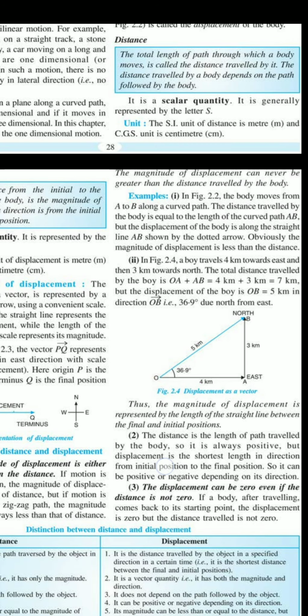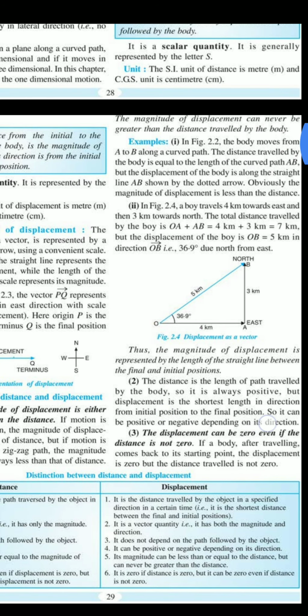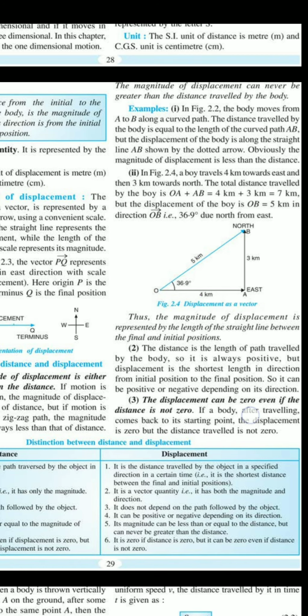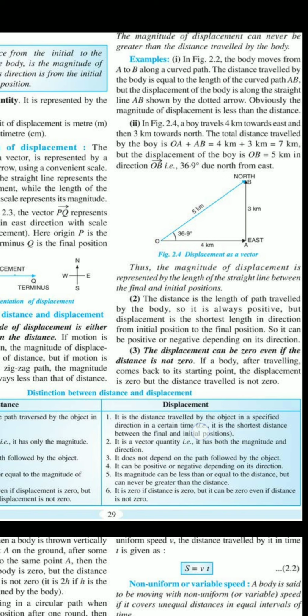Then the distance is the length of path traveled by the body, so it is always positive. Distance will always be positive, but displacement is the shortest length in direction from initial to final position. Okay, displacement shows the direction from initial to final position. So if the body is moving in the opposite direction, then we can say that it is negative. So displacement can be positive or negative both. Distance can only be positive. Displacement can be zero.